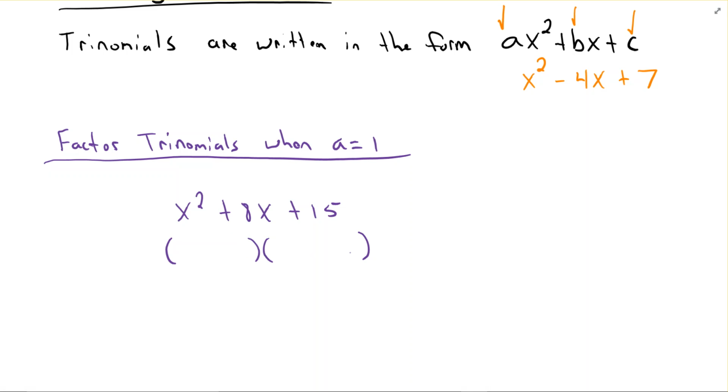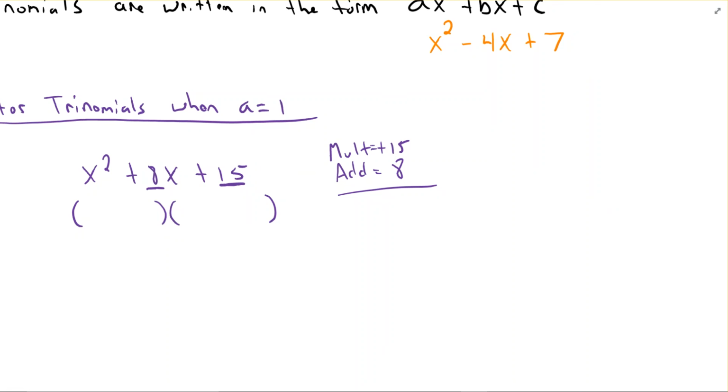So the way this is going to work is we're going to look at 15, the number on the end, and 8. Look at those two numbers. What you're going to write over on the side here is that the two numbers I'm looking for need to multiply to positive 15 and they need to add to 8. So what two numbers multiply to 15 and add to 8? This one you probably got in your head already.